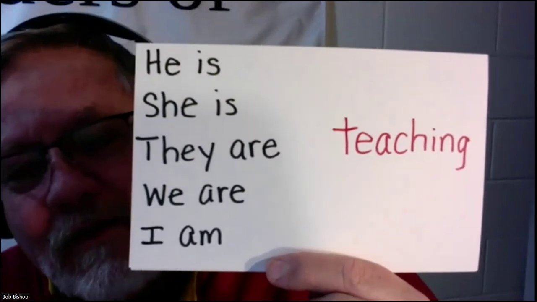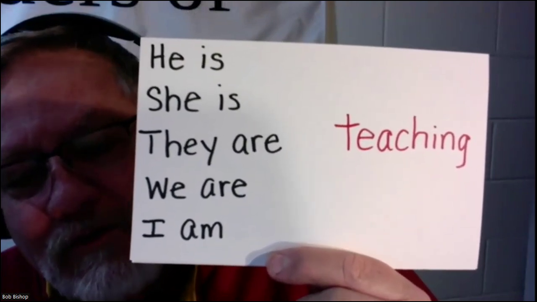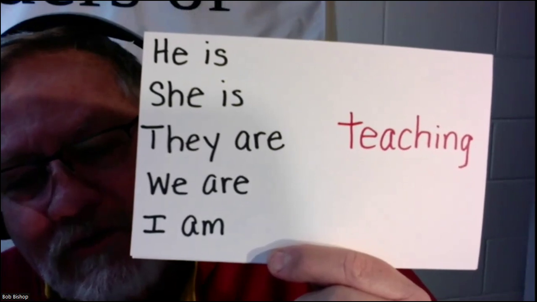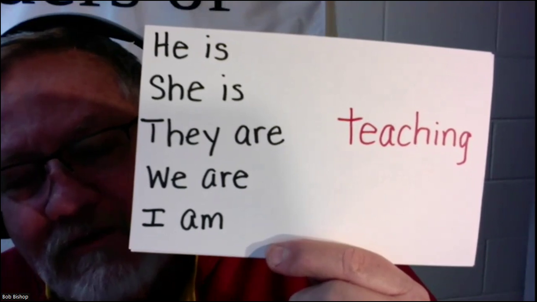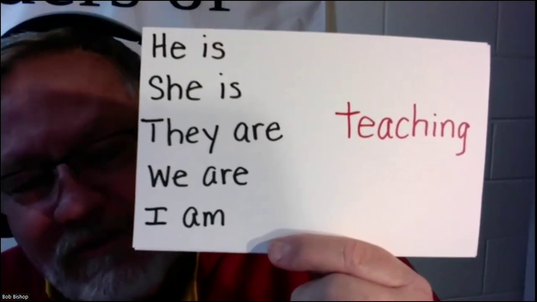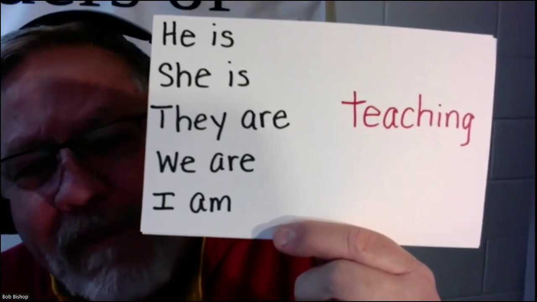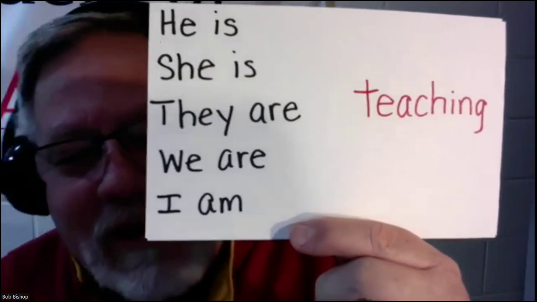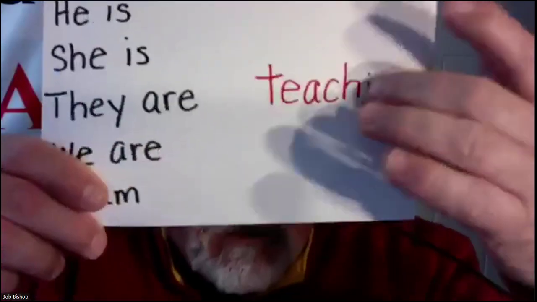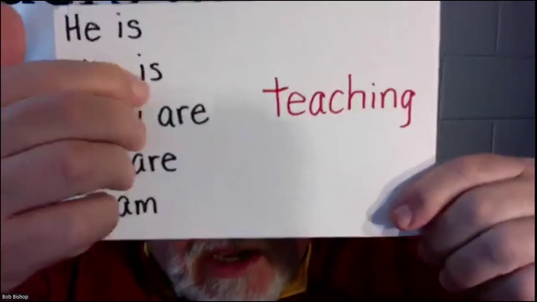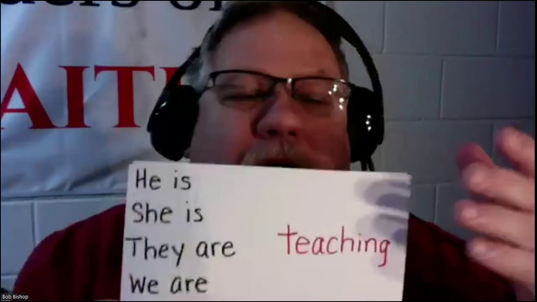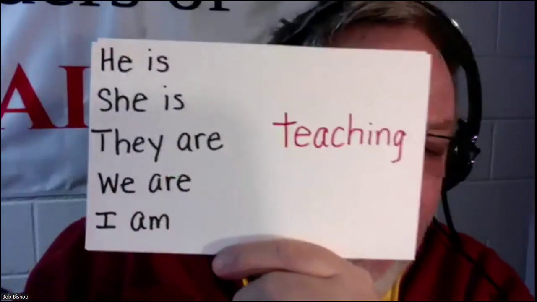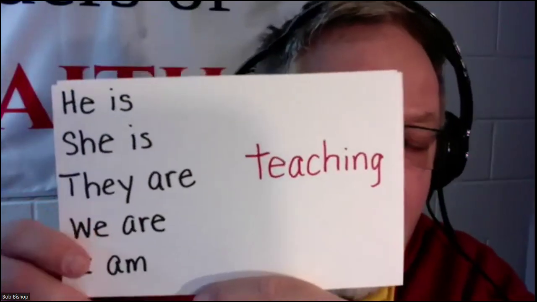He is teaching. She is teaching. We are teaching. I am teaching. Yes, you are. Okay, so again, the forms using the verb form teaching, this is how you would write them depending on the number of people in the subject. He is, she is, they are, we are, I am. Singular.